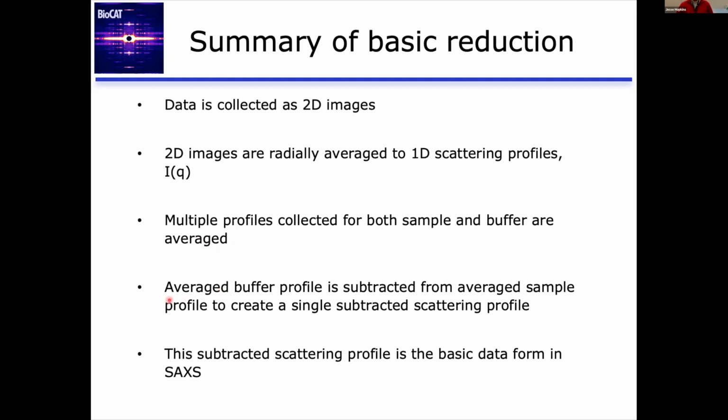We average all of the useful buffer and all the useful sample profiles. Then we subtract the buffer from the sample to create a subtracted scattering profile. And this subtracted scattering profile is basically the basic data form in SAXS. It's what you base all the rest of your analysis on. One of these, or if you have multiple systems or multiple conditions, multiple of these. And that's where we're going to do all the rest of our analysis.